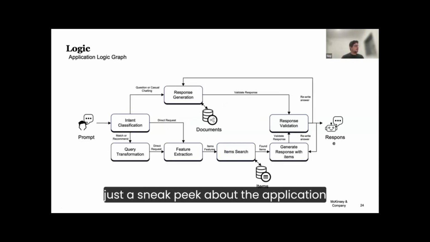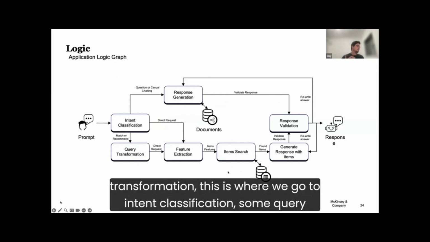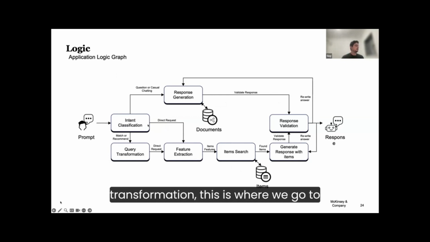So this is just a sneak peek at the application logic, because this is not the main point of the slide, but here you can see a completely regular graph. We have the intent classification, some query transformation. This is where we go to search for items in the SQL database. And this is where we go to perform RAG from the store policies.